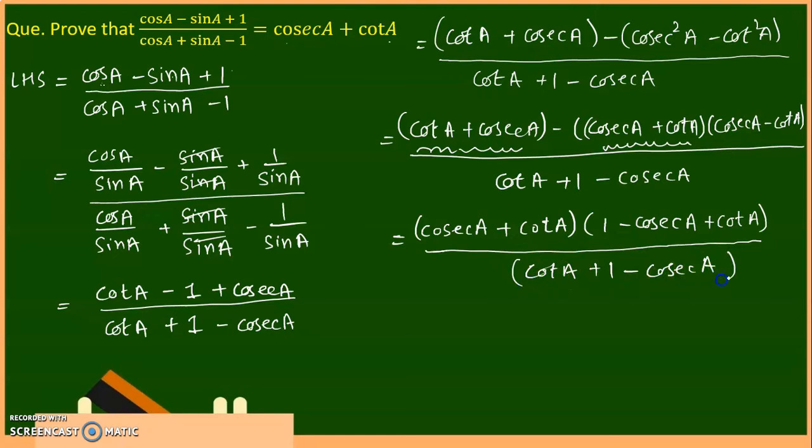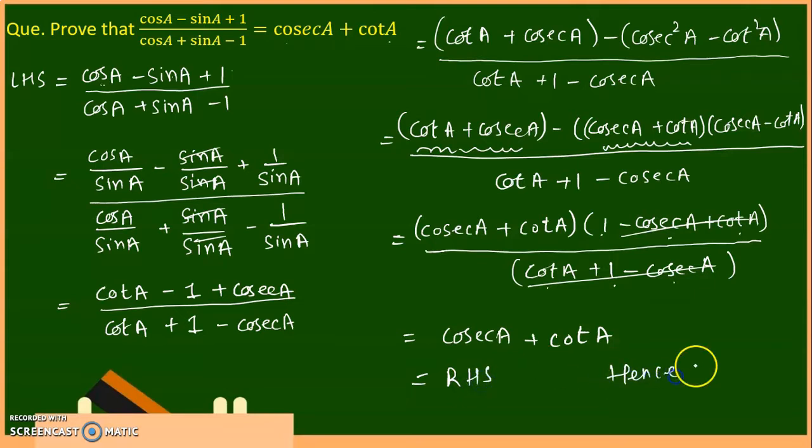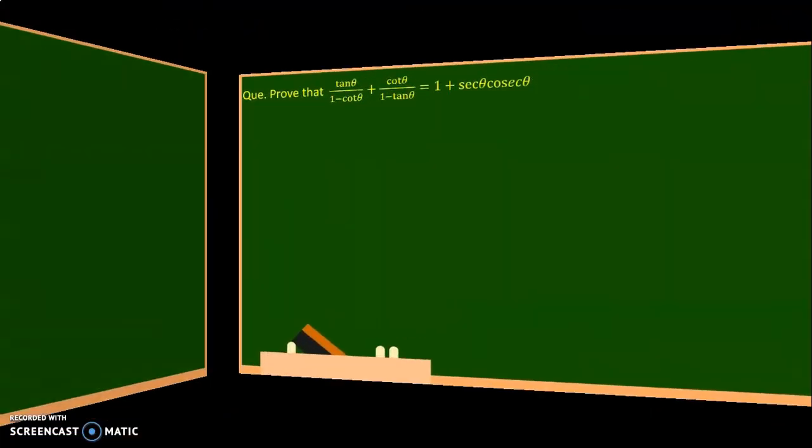So here this 1 minus cosec A plus cot A, and here 1 minus cosec A plus cot A, that will be cancelled out. So here we get cosec A plus cot A. This is what we have on the right hand side of the equation. So this way we can prove left hand side is equal to right hand side. Let's see the next question.